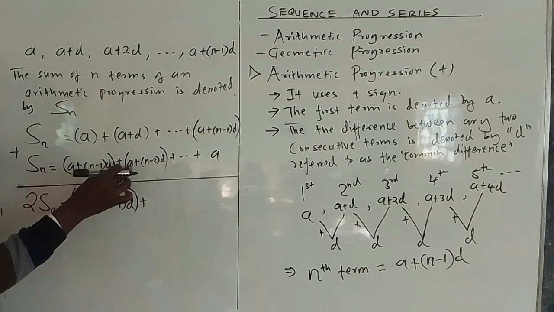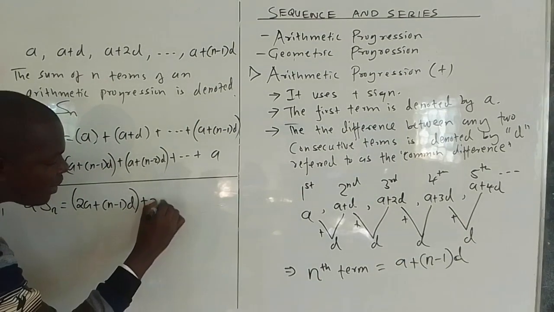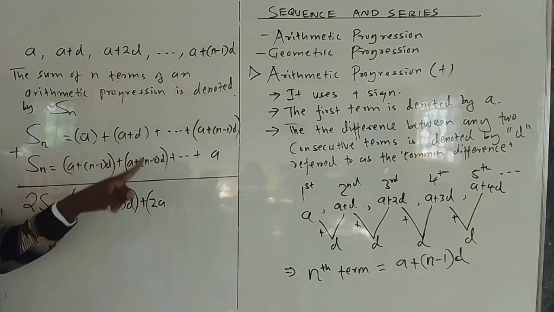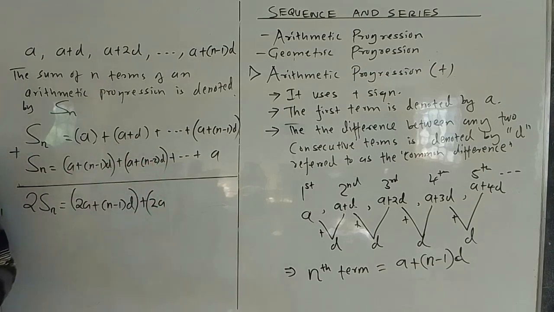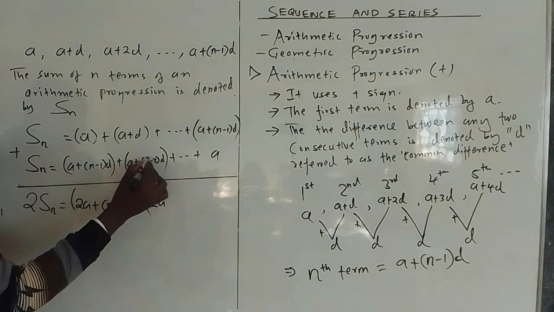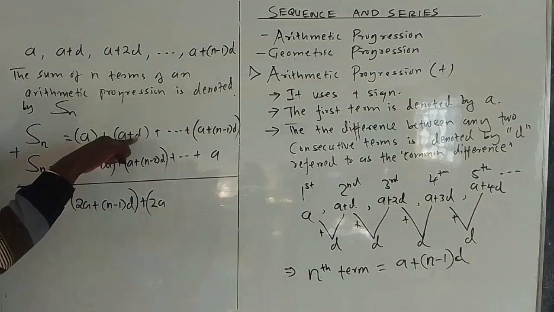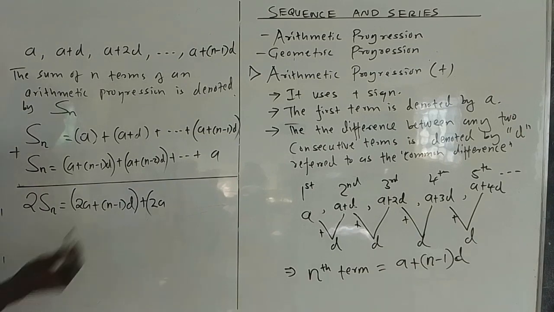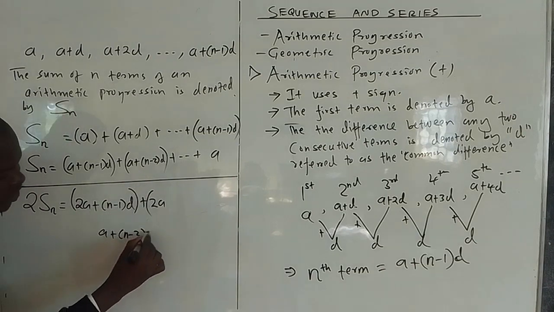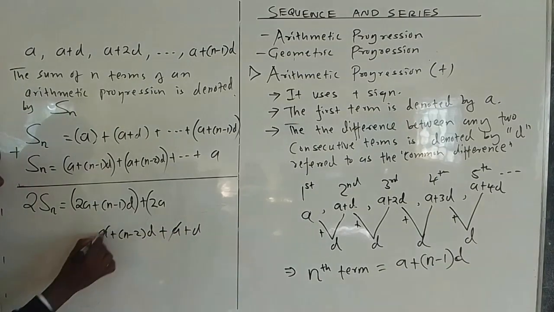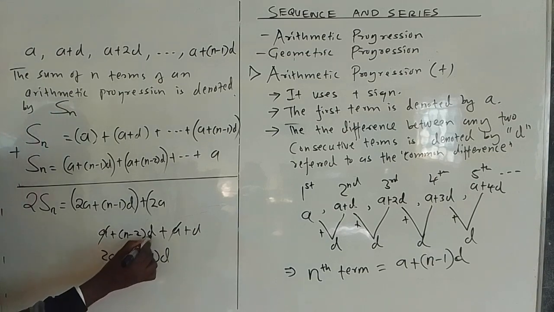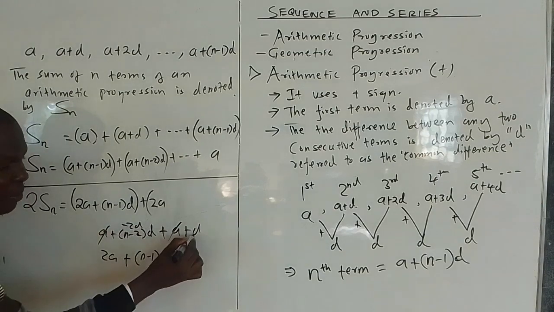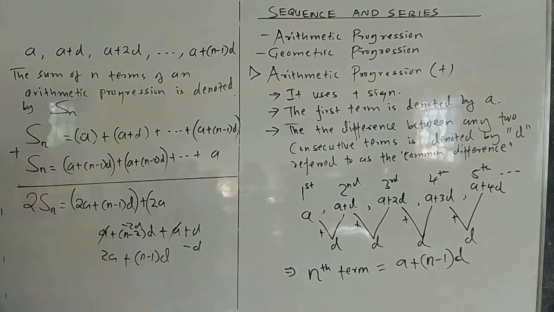Then plus a plus a is 2a. Then here you now have d. When you take d inside this bracket, it is d times n, d times negative 2, so you get minus 2d. Minus 2d plus d is minus d, so we remain with n minus 1 into d, because one d has cancelled with this positive d. Because here you have a plus n minus 2 into d, then plus a plus d. A plus a is 2a, then plus n minus 1 into d.